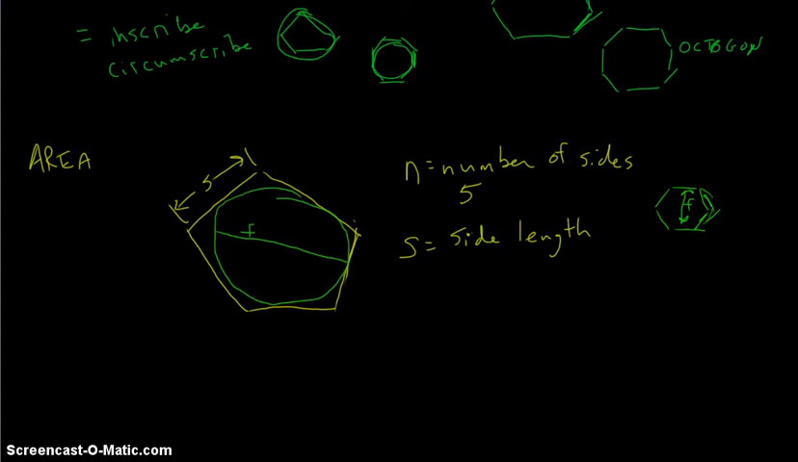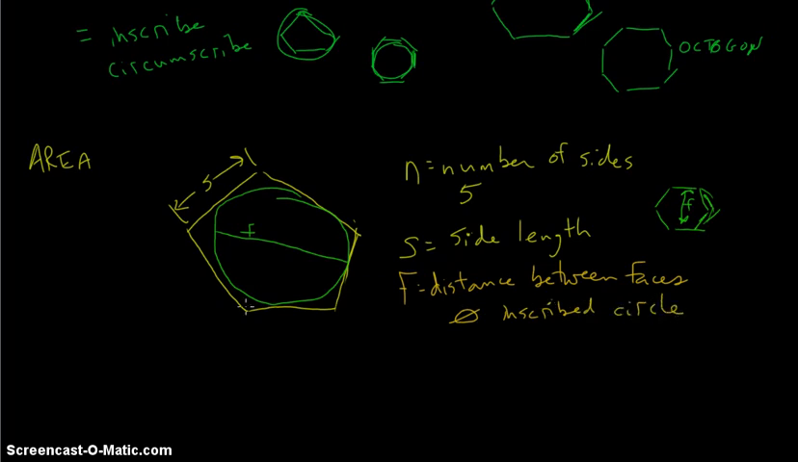Alright, back to our example over here. I need to know the number of sides, N. S is the side length. And F is the distance between faces, and it could be the diameter of the inscribed circle. Alright, so I think that's all we need to know.